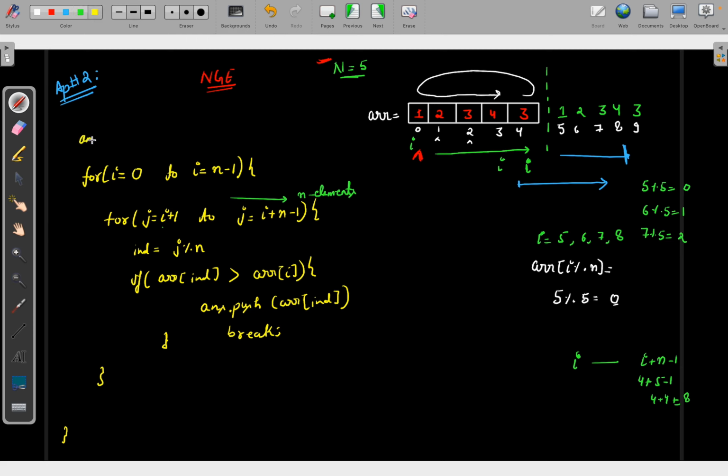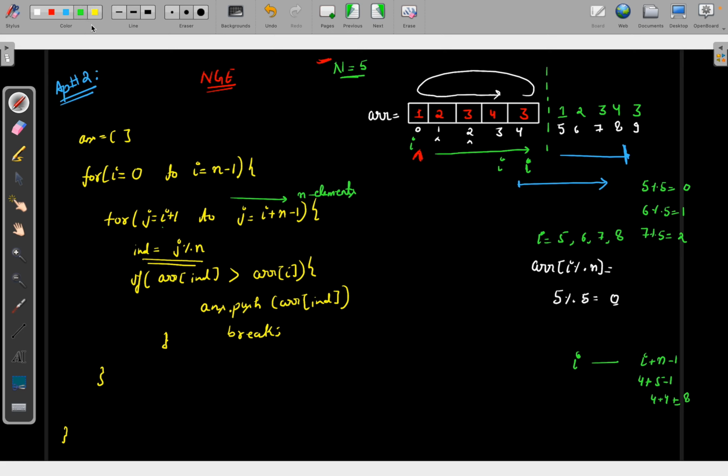Basically, you created one answer array, you are starting from 0 to n minus 1, only the 5 elements. But on each iteration you are starting from I plus 1 to n minus 1 with taking this as a concept, j modulus n. Okay, and whenever you find it, push it, then break it.